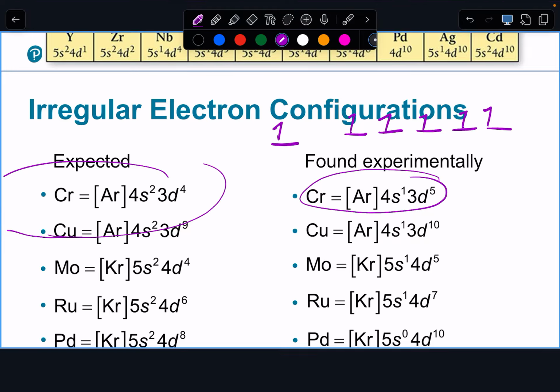You do not have to know what these exceptions are, okay? I'm not going to expect you guys to know it. If I asked you for the correct electron configuration, I would only expect you to know the left side, okay? What I do want you to know is that once we get into the d orbitals, because of that closeness of the s and the d, a lot of the times they don't correspond to what we would expect them to be.